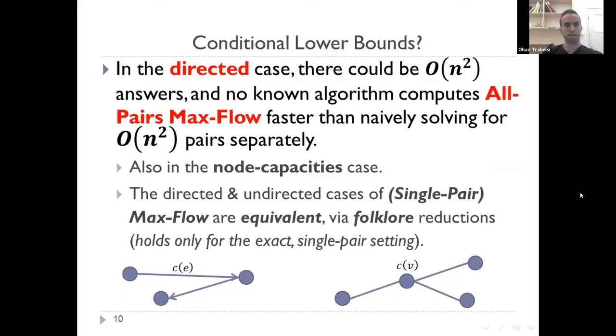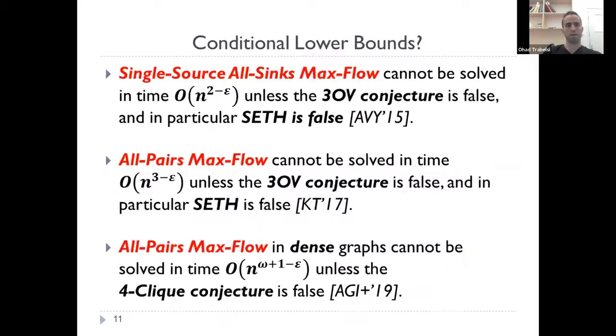So now let's talk a little bit about conditional lower bounds. First, in the directed case, we know that there could be n² answers. And currently, no known algorithm can compute the all-pairs max flow faster than the naive approach of solving for n² pairs separately. Now, the conditional lower bounds are for a single source, all sinks version, and the all-pairs max flow. The lower bounds are n² and n³ respectively, assuming the 3 orthogonal vectors conjecture, and that's also ACTH.